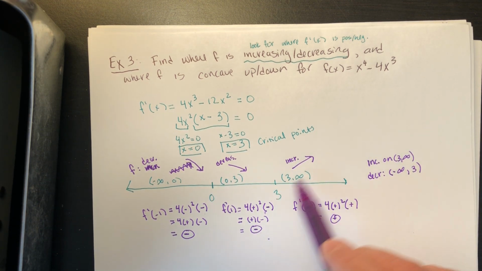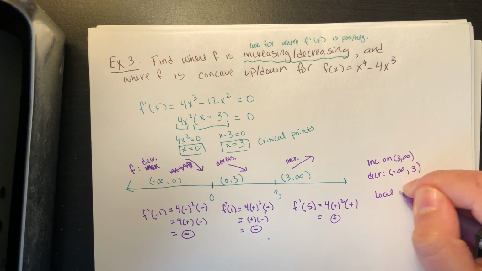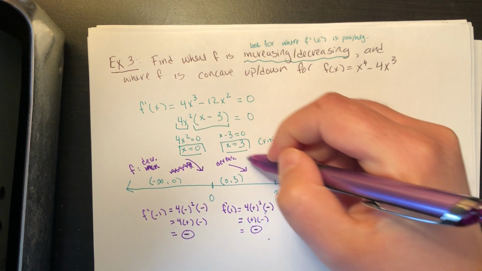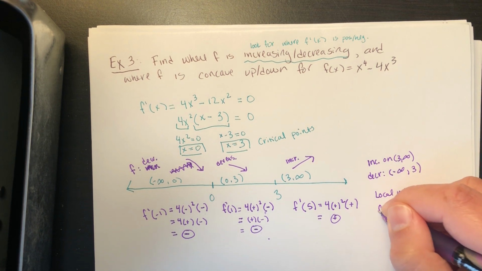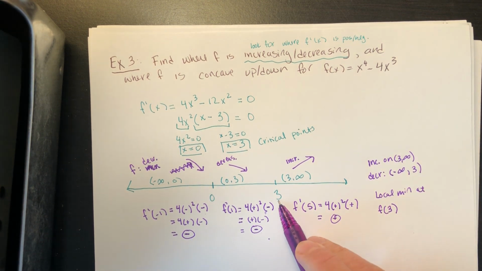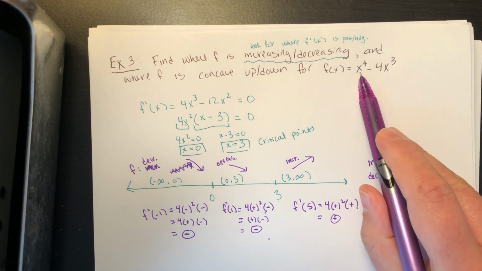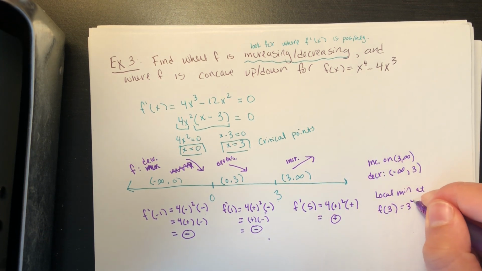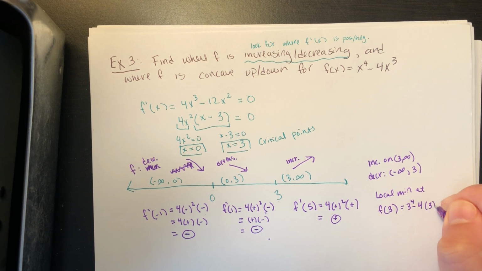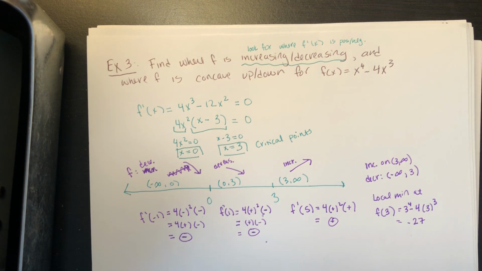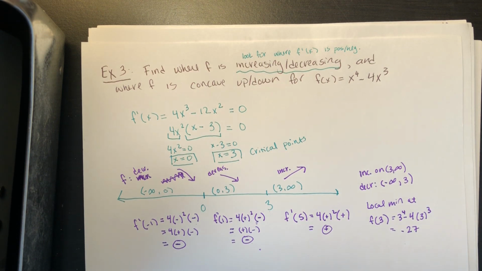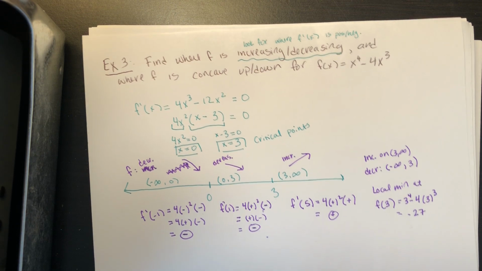And we have one local minimum when we switch from decreasing to increasing. So at f of 3, right? Local maxes and mins are outputs. So f of 3, so when I plug that in here, we get 3 to the 4th power minus 4 times 3 cubed, which is going to be negative 27, I think. Okay, so that's the first part, right?